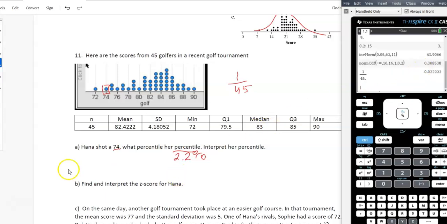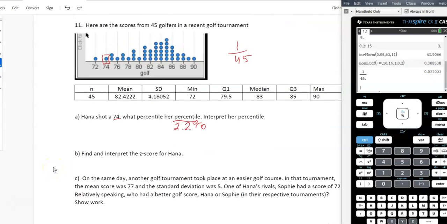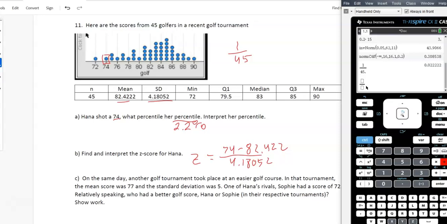Her golf score was. Okay, so find and interpret the z-score. So what is her z-score? z equals her score, which is 74, minus the mean, which was 82.422, all over the standard deviation, which is 4.1805. I would just type that in your calculator just like that to get the z-score. It's probably going to be a negative score. Let's see. So we get 74 minus 82.422 all over 4.18052.